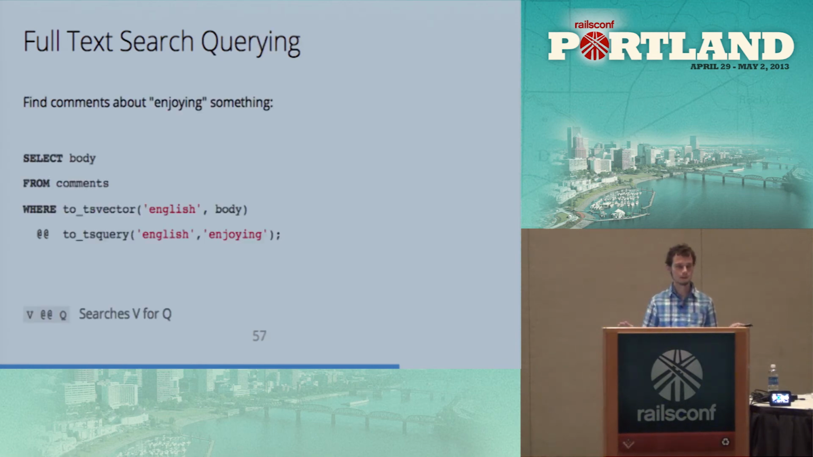All right, let's use it. So if you want to find all the comments about enjoying something, we're going to prepare the body of our comment by calling to_tsvector on it with the English search configuration. And then we're going to query that for the query term enjoying. What are we going to get back?